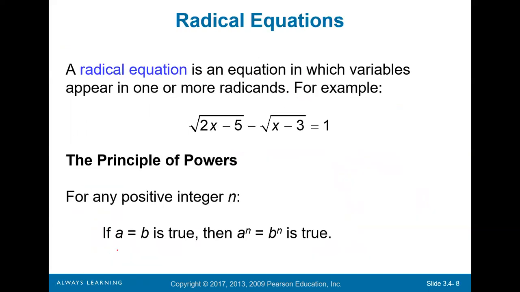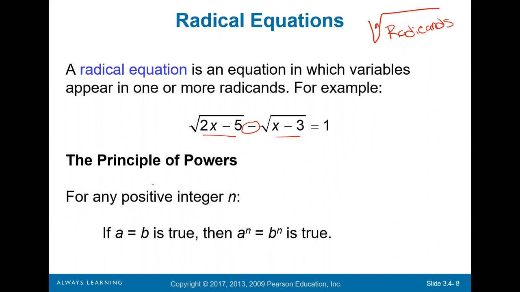All right, now let's talk about radicals. A radical equation is an equation in which variables appear in one or more radicands. So here's a radical, and it depends on the root. Most of the time we're working with square roots, but there could be a larger root here. And the radicand is what's inside the root. This is a good example: square root of 2x minus 5 minus square root of x minus 3. This subtraction tells me I cannot put the radicands together under the same root. If it's multiplication, I could, but I can't here.